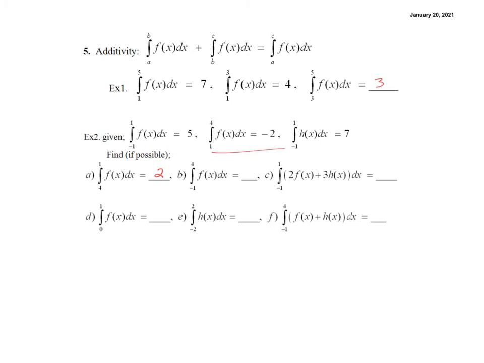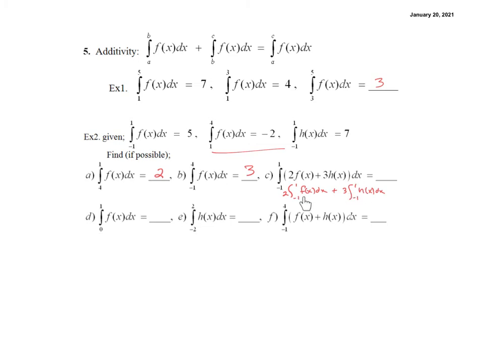And then part C, the integral from -1 to 1 of 2 times f of x plus 3 times h of x dx. So we can break that apart. We can add these two integrals up separately from -1 to 1, and we can pull out the 2 on this one and pull out the 3 on this one.